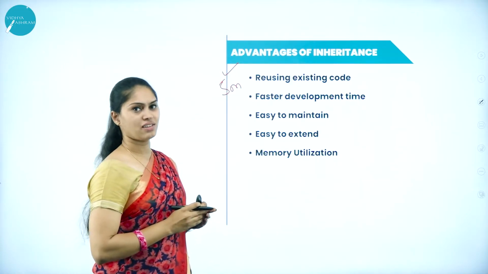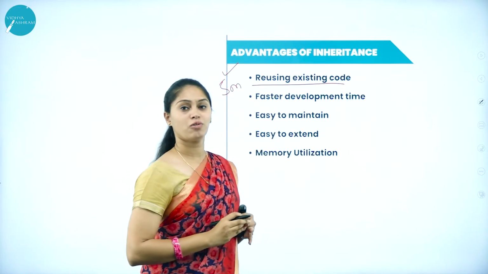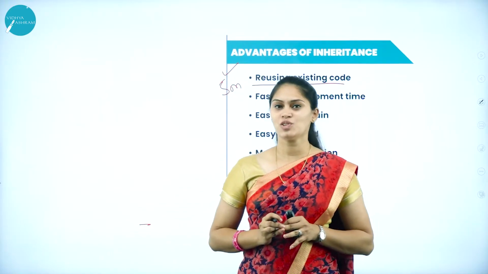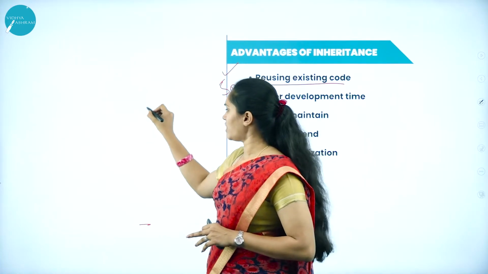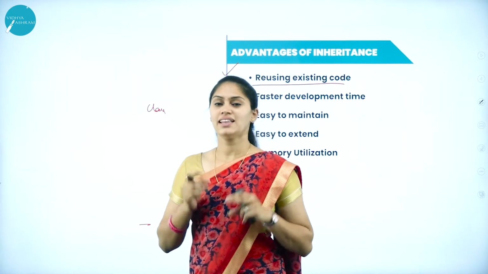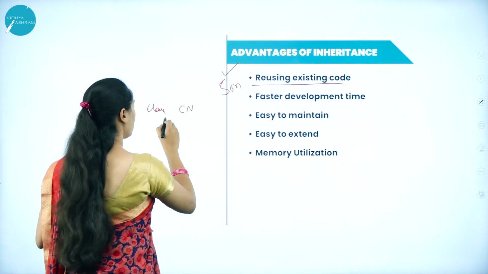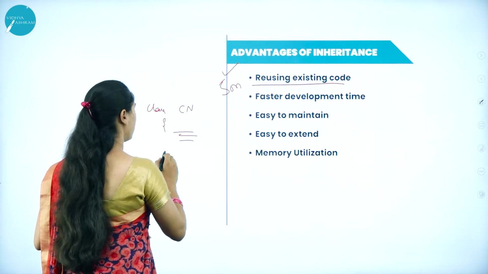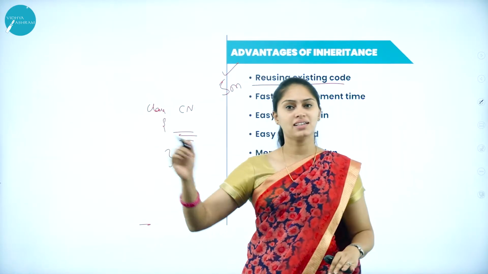So what is the first advantage here? We can reuse the existing code. For example, here I am going to create one class. In that class, it has its own properties along with the functions. But I want to have the same function for another purpose.